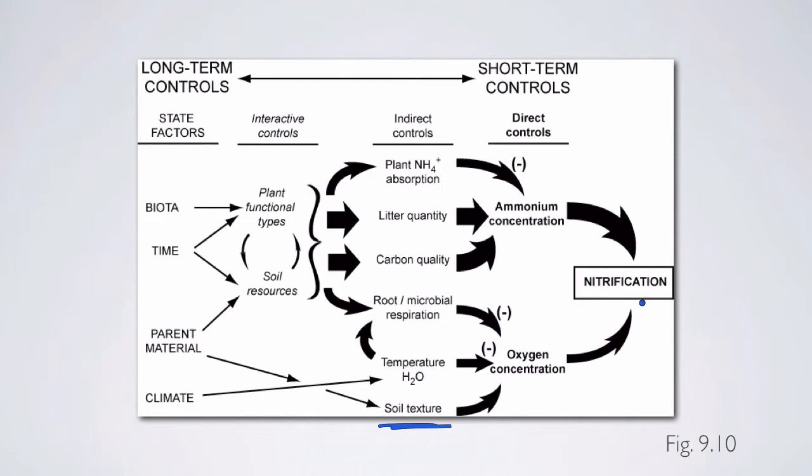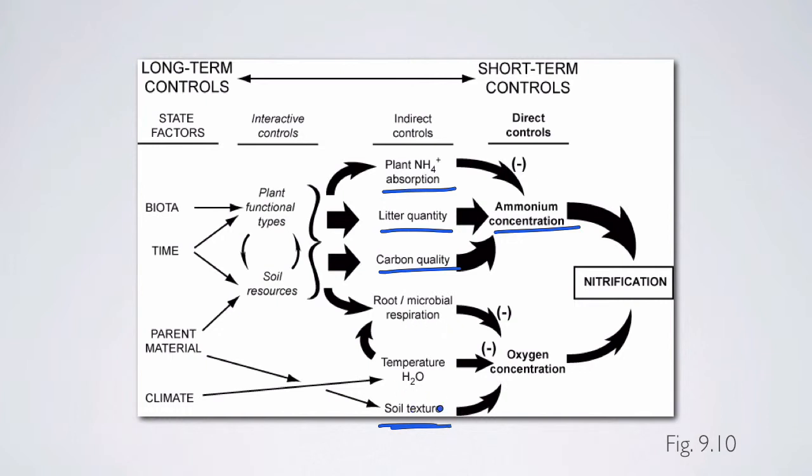So when would we have the highest nitrification rate? Well, not a lot of plants around, but a lot of litter, high quality of carbon, not a lot of respiration to use up oxygen, moist soils, but not necessarily too wet, and then sandy soils. So if you think about if there's a disturbance that happens to an ecosystem that shuts off plant ammonium absorption and allows ammonium to accumulate, and it's in a system where there's a large quantity of high quality litter, you're going to get a high ammonium concentration.